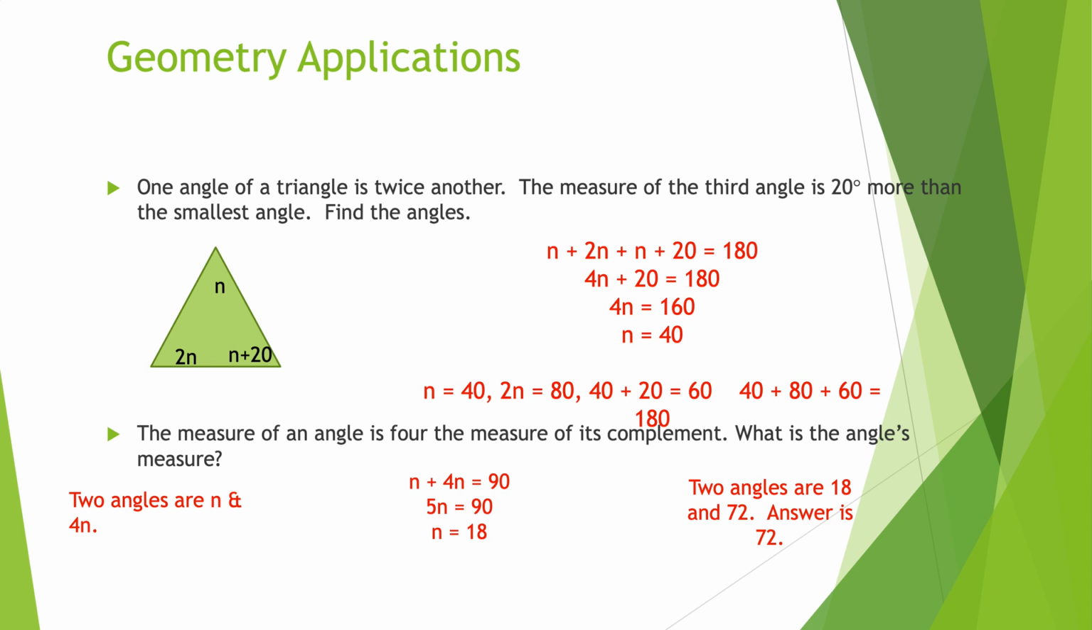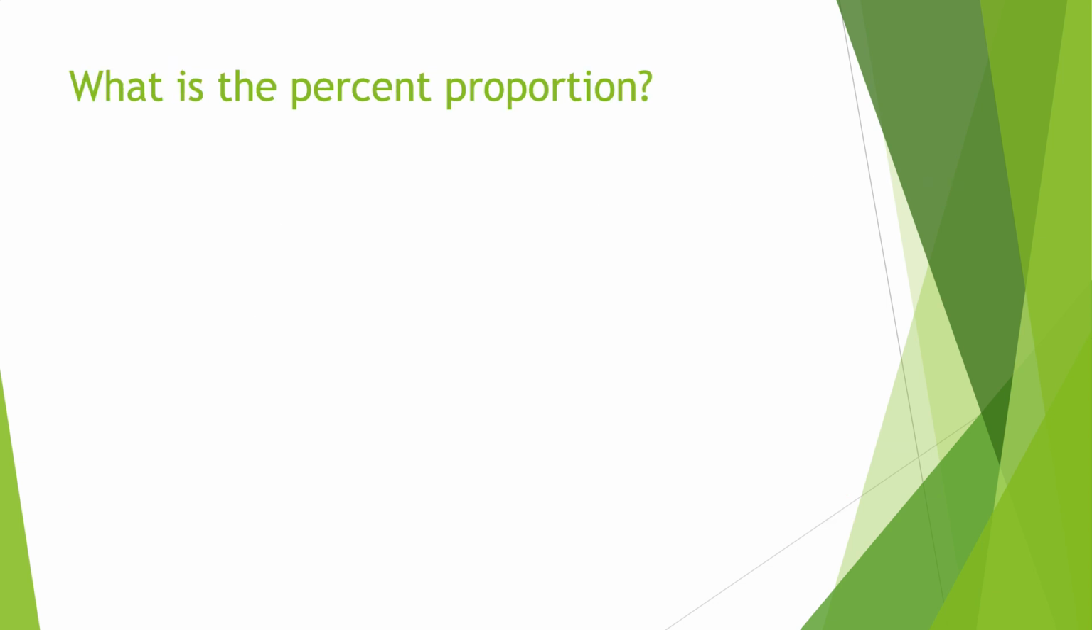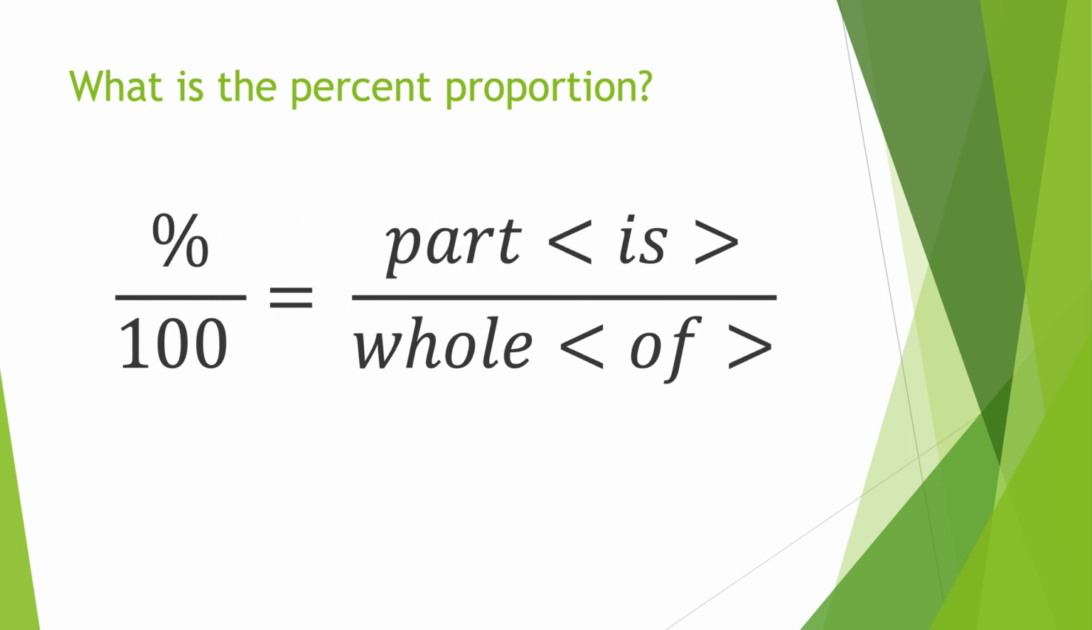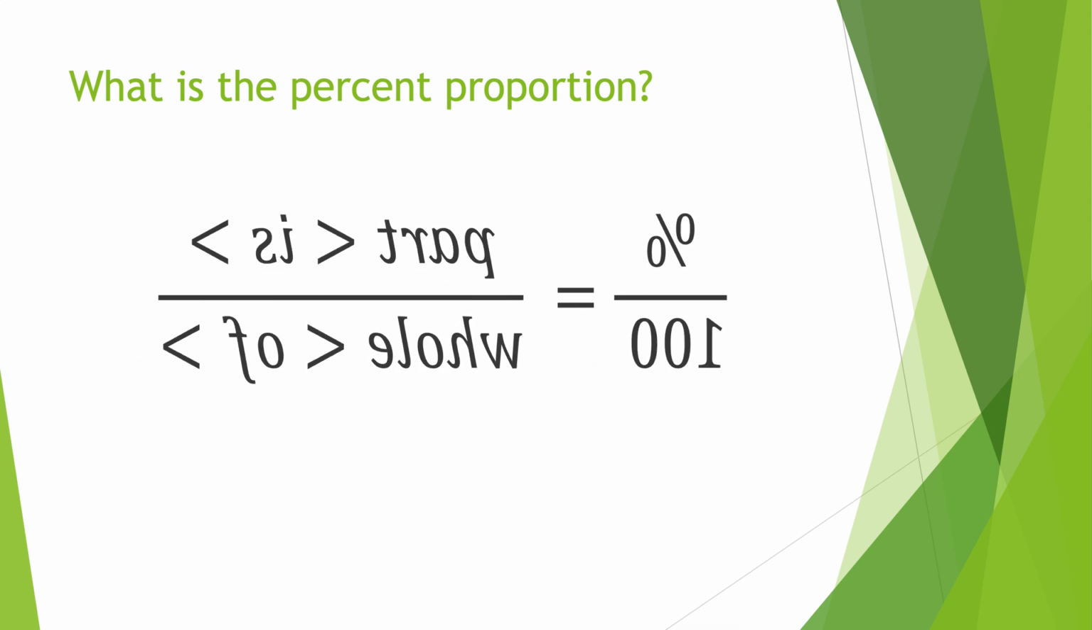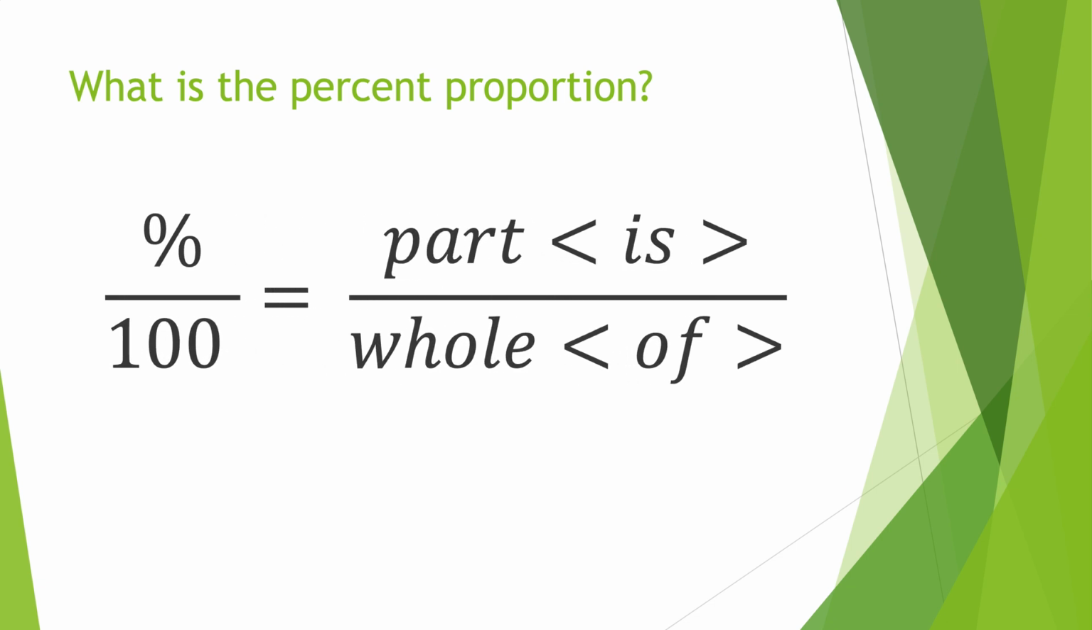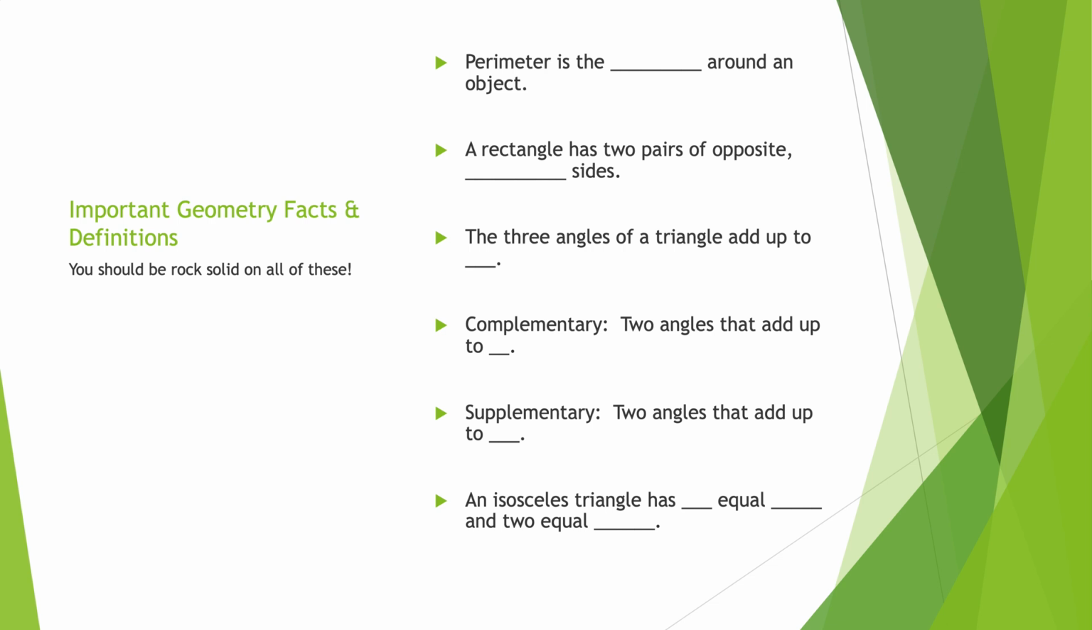All right, so there's some geometry applications for today. Next thing, just a quick little bit of review. What is the percent proportion? Percent over 100 equals part over whole, and the word is generally indicates the part. The word of generally indicates the whole. If the probability of rain is 15%, what is the probability of no rain? Remember, you got to add up to 100%. So the no rain is 85%.